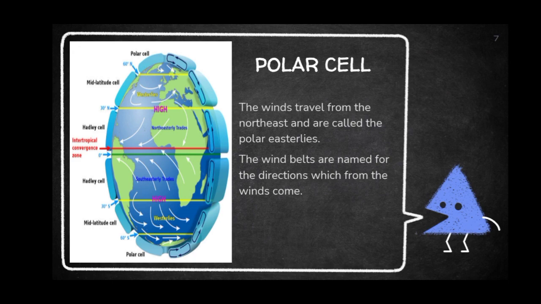Let's take into account the similarities of these three major atmospheric circulation cells. All of these are mostly and tremendously affected by the Coriolis effect, which we have discussed on the first atmospheric circulation cell, from the Hadley cell down to the last, which is the polar cell.